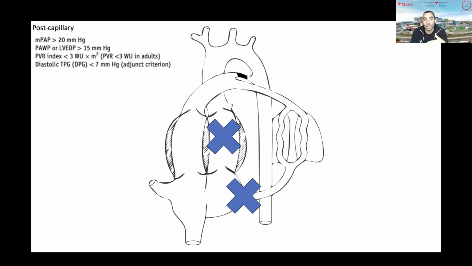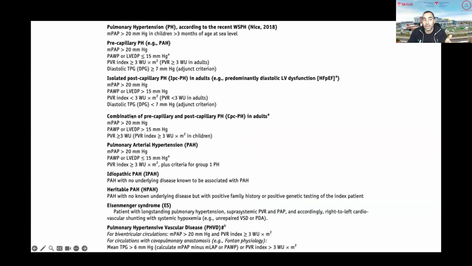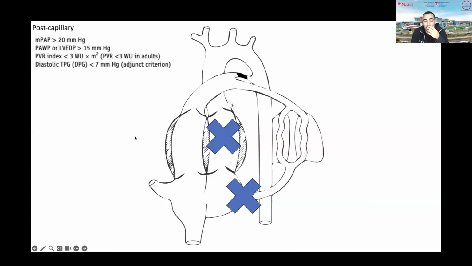And that can eventually, down the road, lead to something we call combined pre- and post-capillary pulmonary hypertension, where they start having higher PVR. It becomes an issue when you start having that, and the diastolic pressures before and after the lung are about the same.